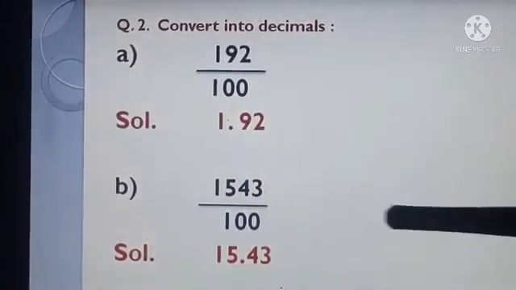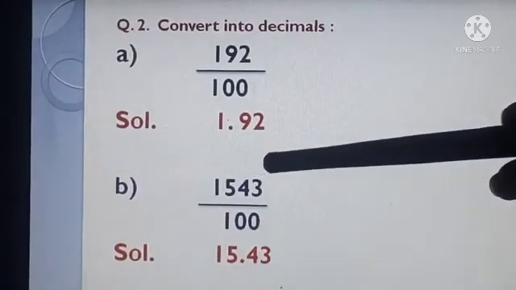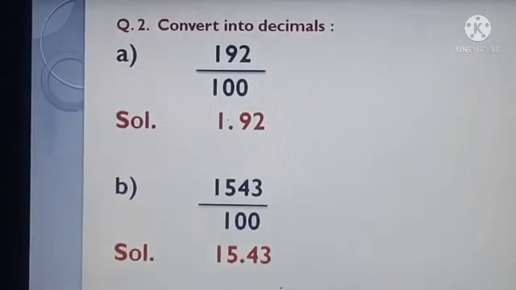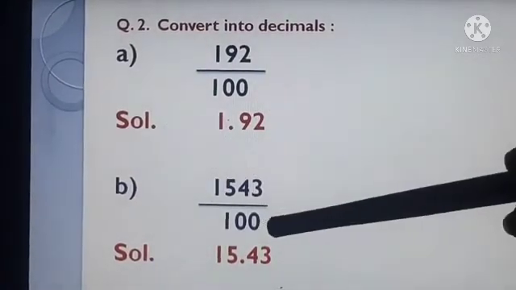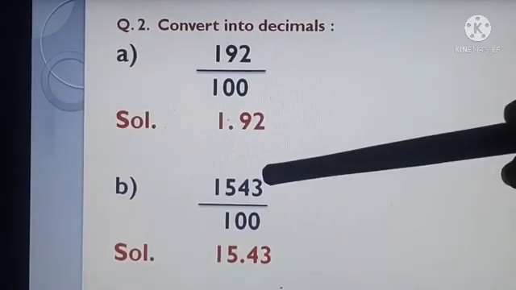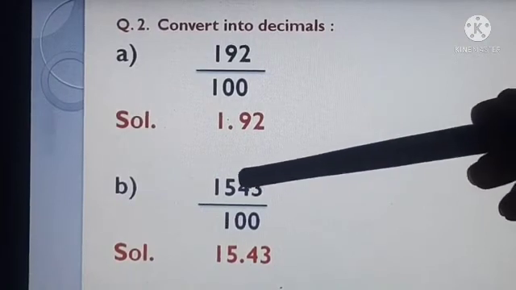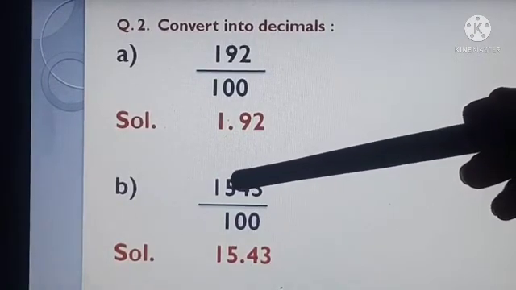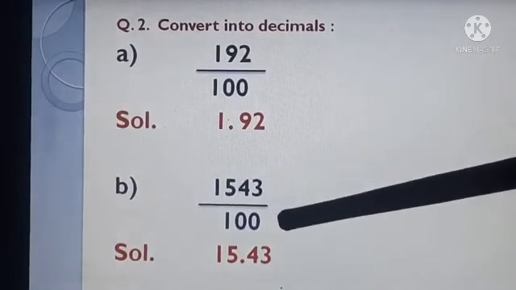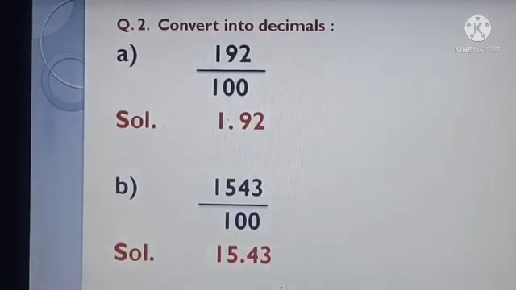See the next part again so that you can understand. 1543 upon 100. Say, in the denominator how many zeros are there? 2. Now start counting the digits from the ones place. 1 and 2. Here you are going to put the decimal. So our answer will become 15.43. Right?